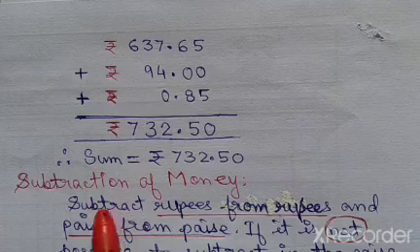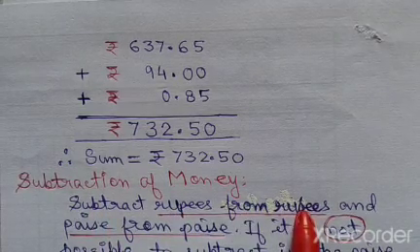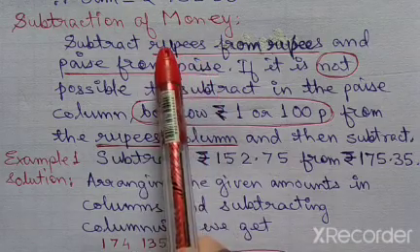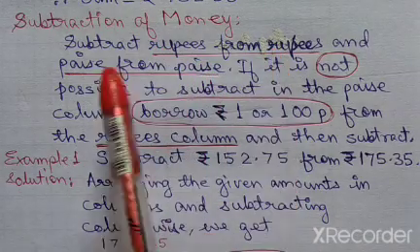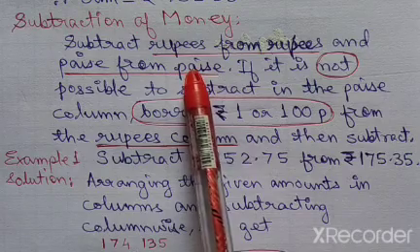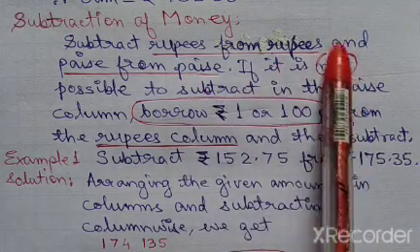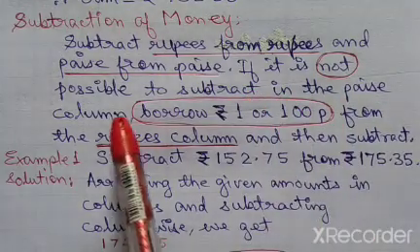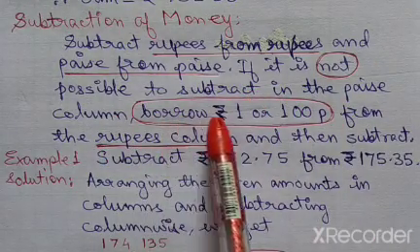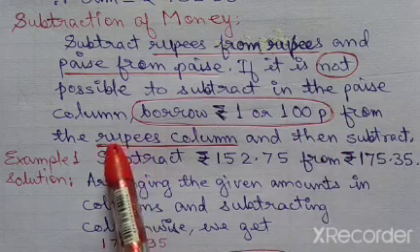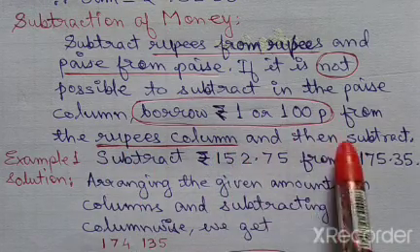Now children, we will learn how to subtract money, or subtraction of money, the second operation. Same rule, children: subtract rupees from rupees and paise from paise. Now children, here one thing you have to keep in mind: if it is not possible to subtract in the paise column, borrow rupees 1 or 100 paise from the rupees column and then subtract.